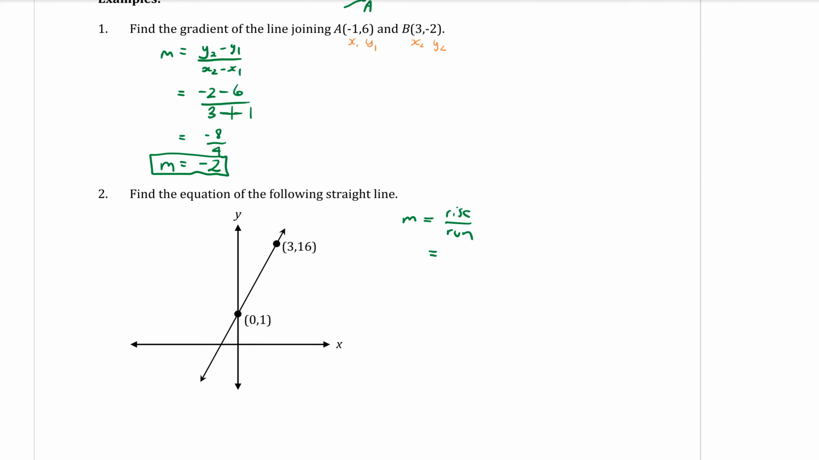Now, looking at the triangle that is formed by those dots, the rise, the y value was a 1 and it goes up to 16. So 16 take away 1 is a rise of 15.